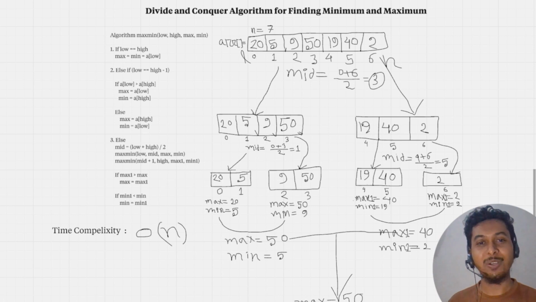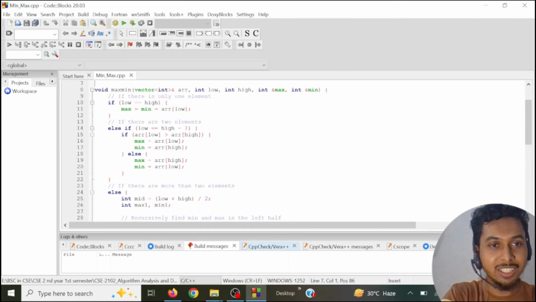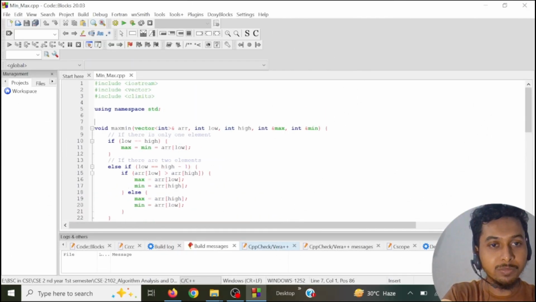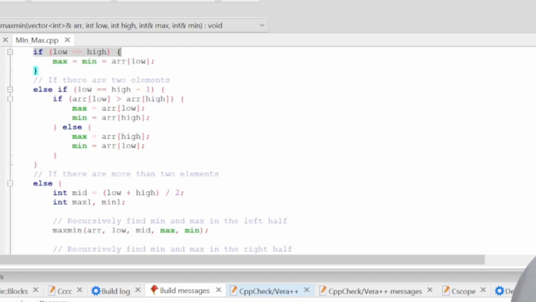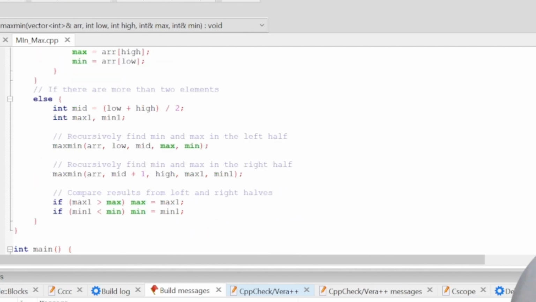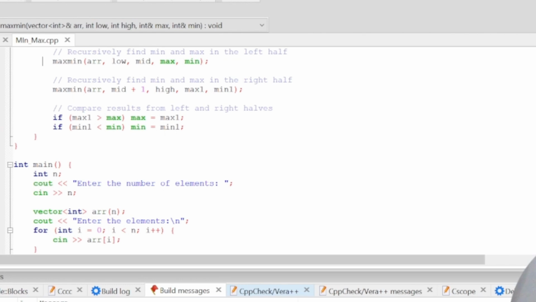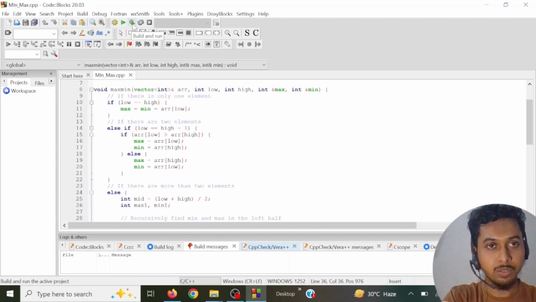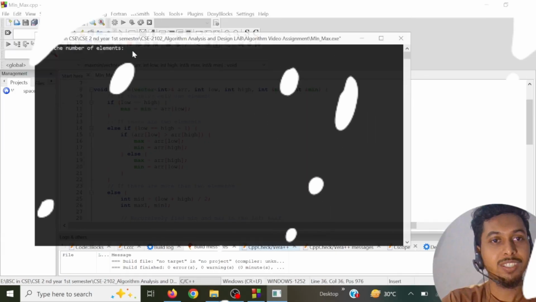Now let's see the code. We just implement our algorithm. This is the case with only one element, and else if there are two elements, low equals high minus 1. And else we find the mid value and recursively call the two parts, the left subarray and the right subarray. We just run the code.